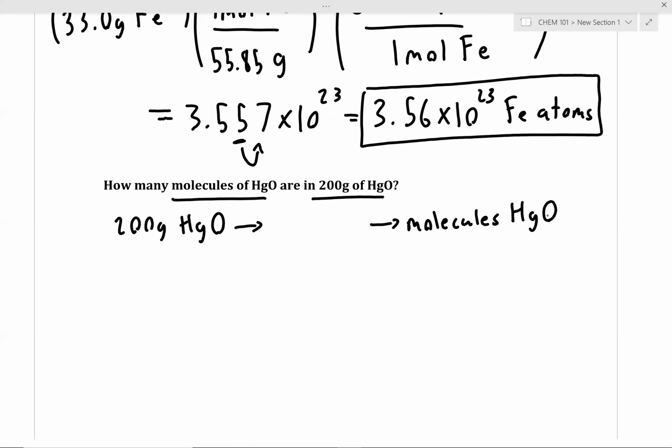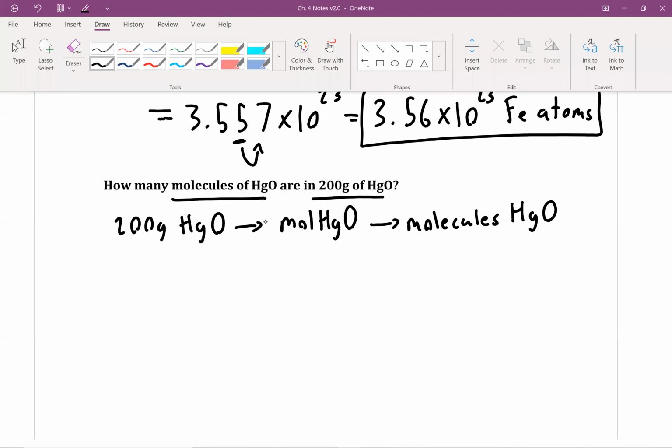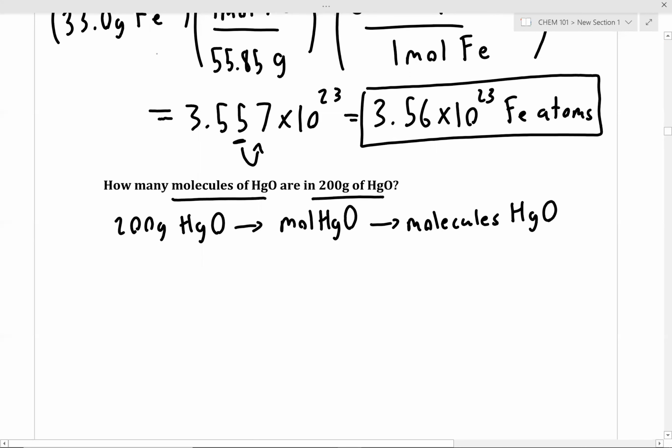Moles, exactly. And more specifically, moles of mercury 2 oxide. Okay, now we know that we're going to need to go from grams to moles. What conversion factor will we use? Molar mass, right? We're going to need to use our molar mass, and we're going to have to divide by our molar mass.